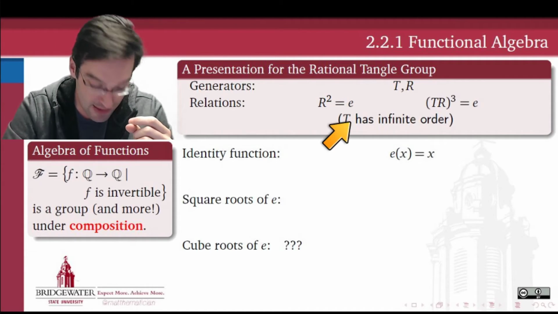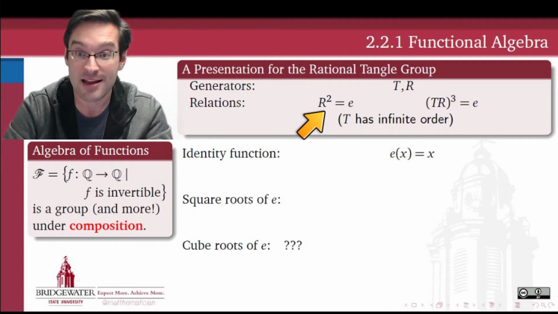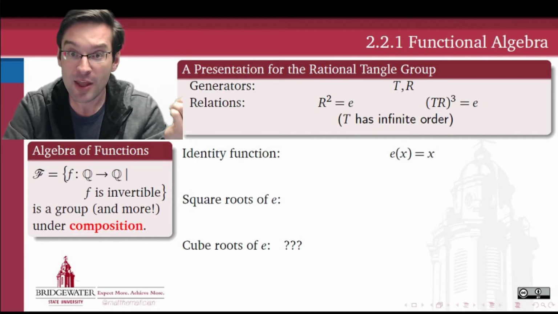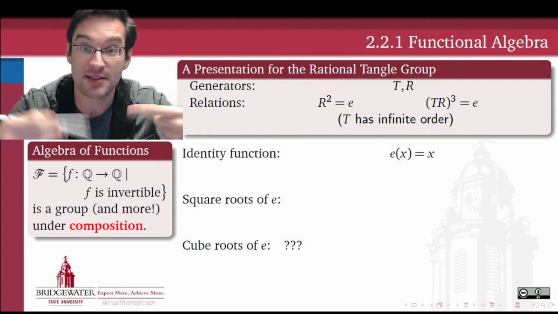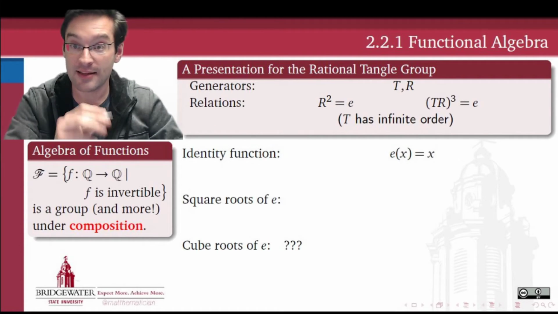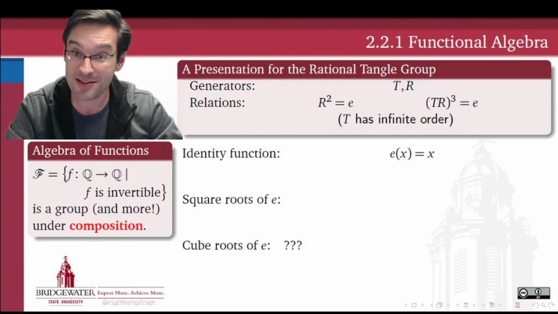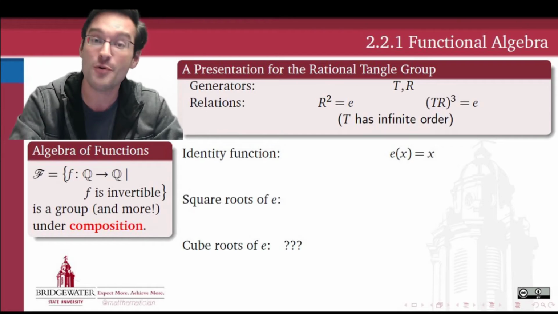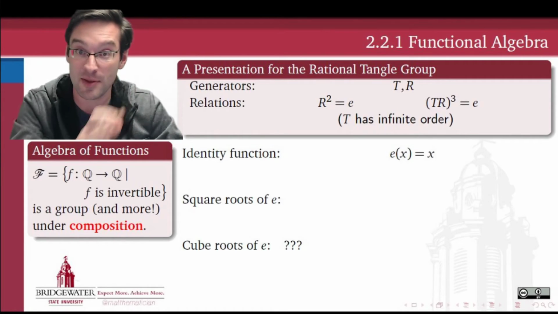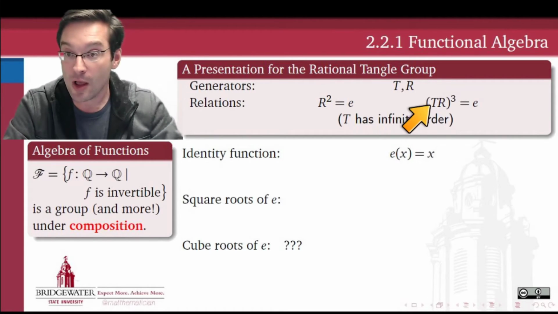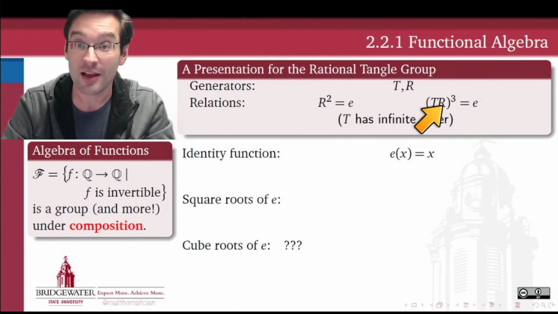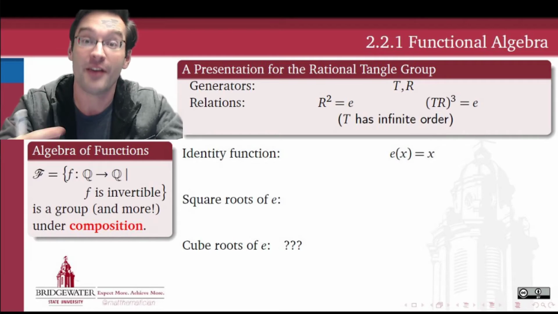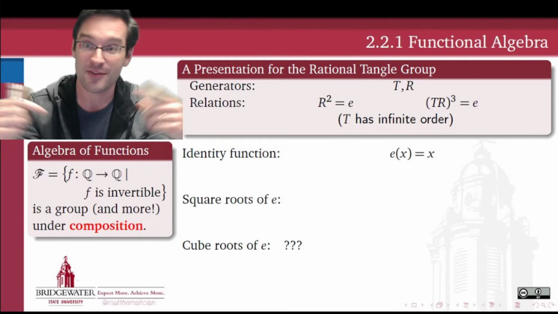And then with that in mind, what we're looking for when we're trying to satisfy these relations are square roots of the identity. I'm looking for a function which, when I compose it with itself, is going to give me the identity function, e of x equals x. So that's already an interesting algebraic question. How do I find a function which, when I apply that function to itself, the result gives me the identity function? And then we're also going to be looking for a cube root of the identity, a function which, when I compose it with itself twice, needs to give me the identity function.